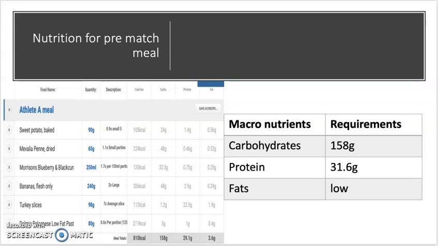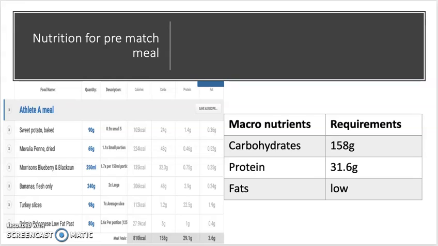Protein needed is 1.2 to 1.7 grams per kilogram by the Nutrition and Athletic Performance 2009. So my participant weighs 79 kilograms. I times that by 1.2 grams of protein, which is 94.8 grams of protein per day. But we only need 1 meal, as we've said, so I divide that by 3 meals, which leaves us with 31.6 grams of protein for the pre-match meal.